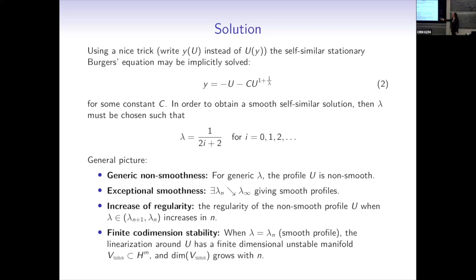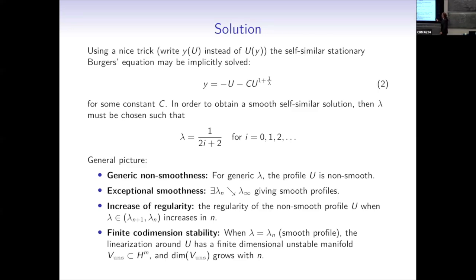So if I take a generic lambda and I try to solve the PDE 1 for a fixed lambda, which is random, then the solution that I'm going to find is non-smooth. Okay, so if I don't choose lambda well, I won't find the object that I'm looking for. So lambda is really something very distinguished that happens not so often. I mean, it's a discrete set. It's a countable set, but very small. There are, though, some values, lambda n, converging to some accumulation point that give rise to smooth profiles.